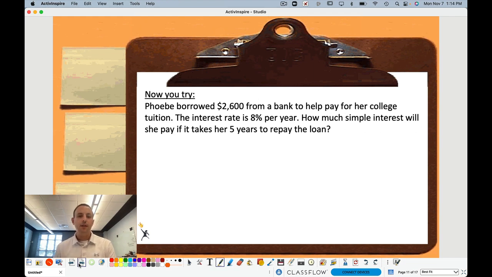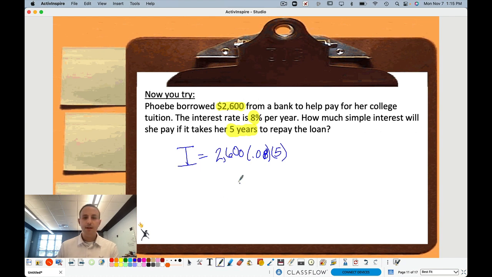All right, so let's take a look at how Phoebe's works. So again, we have all of our information. I'm just going to highlight in one color this time. $2,600 for our principal, 8% for our interest, and 5 years for our time. So we're going to plug that into our formula. Interest equals the principal 2,600 times our rate, 0.08, times 5. So we're going to find out roughly what this is going to be.